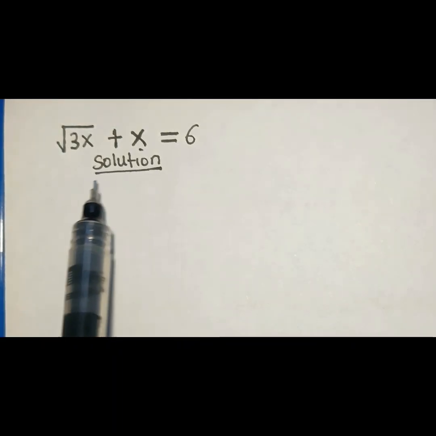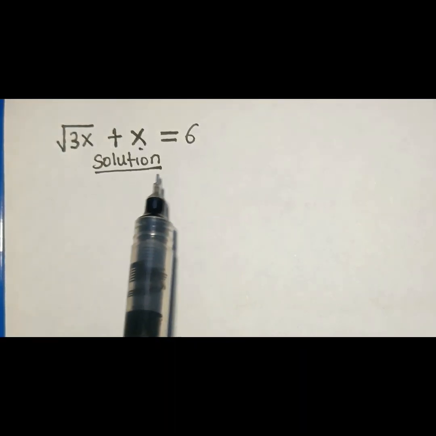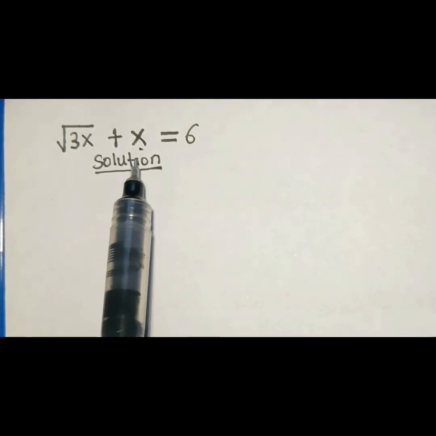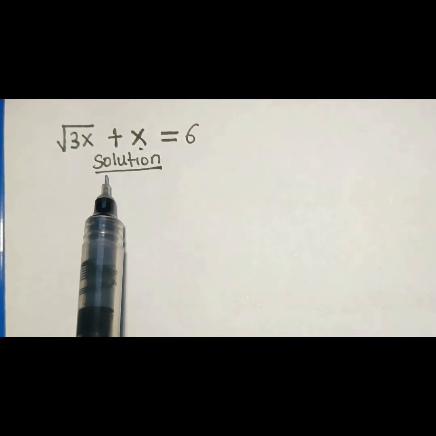We're going to solve for the value of x from this radical equation. We are given that square root of 3x plus x is equal to 6. Then what is the value of x that will satisfy this equation?